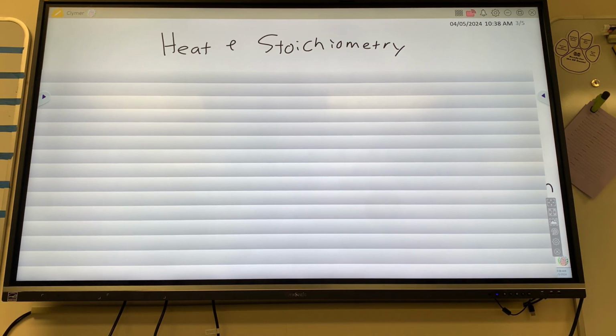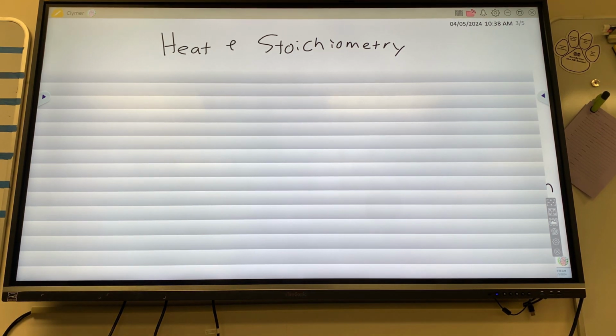We are going to add another concept to your T-charts and to equations. Now, we've done heat before already. We've talked about endothermic and exothermic reactions. We've already done this. We understand the concept. What we're going to add to this is how we notate that in an equation.